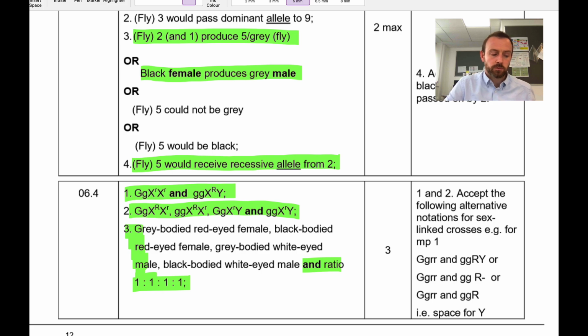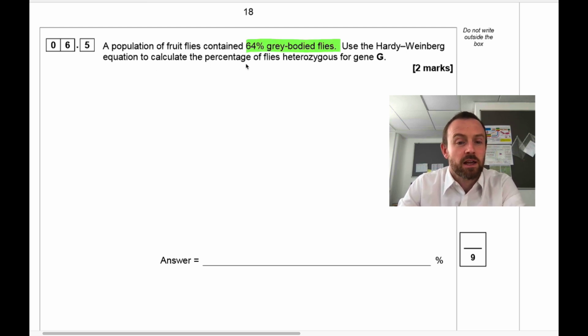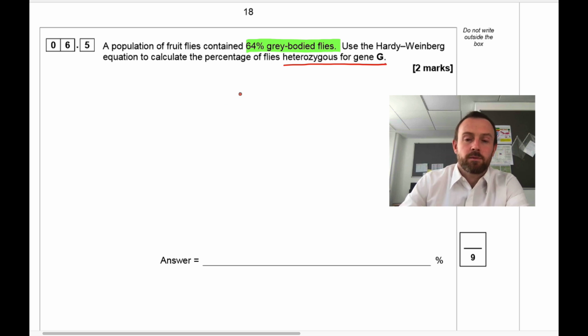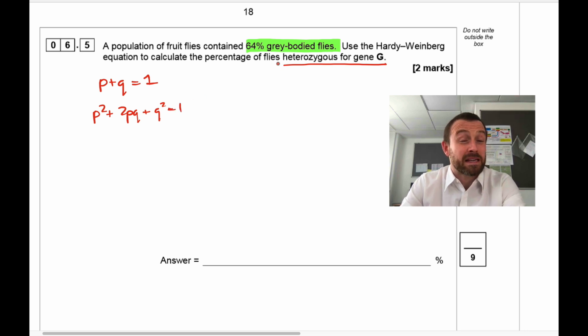Okay, moving on. Okay, 6.5. This says a population of fruit flies contained 64% grey-bodied flies. Use Hardy-Weinberg equation to calculate the percentage of flies heterozygous for gene G. Okay, so first of all, remember Hardy-Weinberg, 2 things you need to remember. P plus Q equals 1, and then we've got P squared plus 2PQ plus Q squared equals 1. So first thing you need to do is figure out what you've been given.